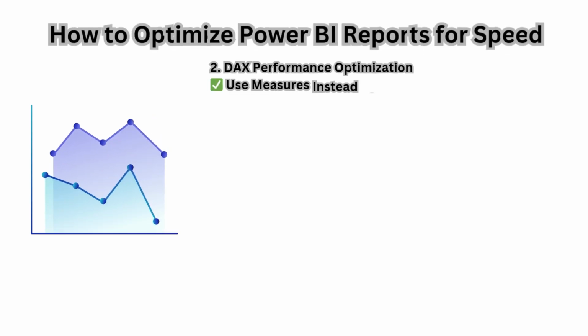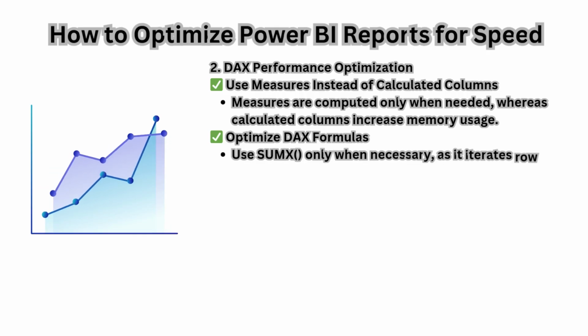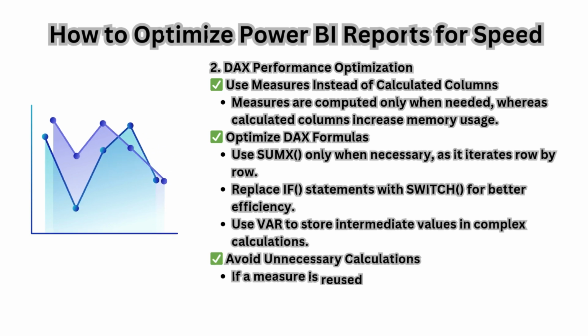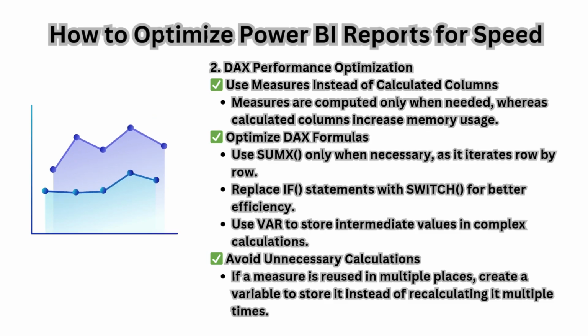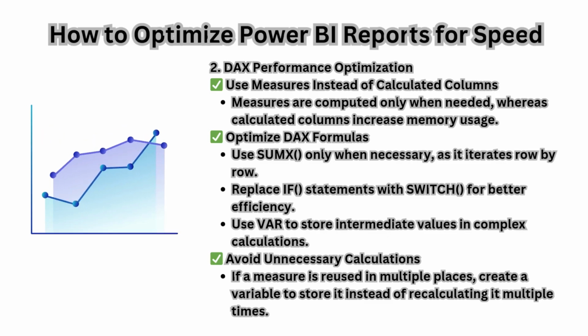2. DAX performance optimization. Use measures instead of calculated columns. Measures are computed only when needed, whereas calculated columns increase memory usage. Optimize DAX formulas. Use SUMX only when necessary, as it iterates row by row.